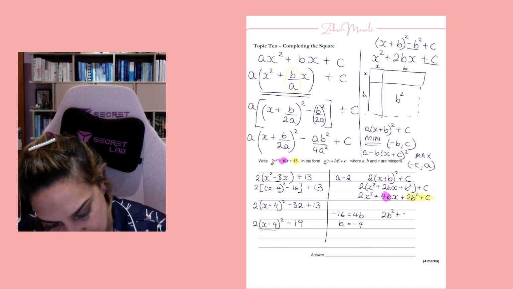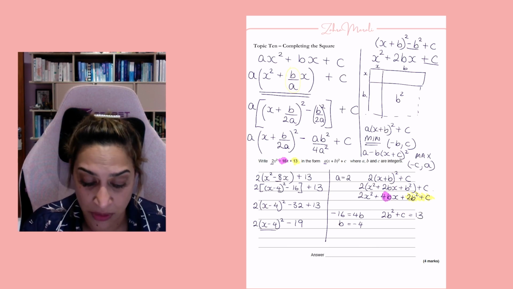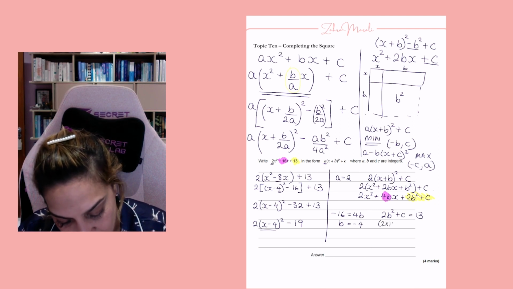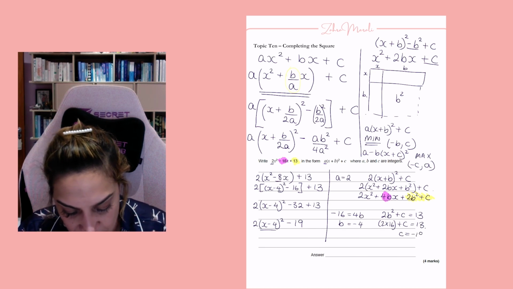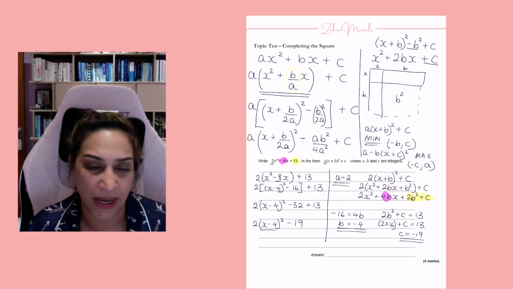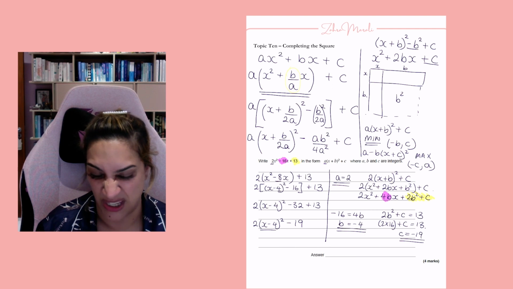2b squared plus c equals 13. I know that b is minus 4. Squared gives me 16. So I'll have 2 times 16 plus c equals 13. Rearranged, c is minus 19. So that is an alternative way if completing the square, I don't know, annoys you and you just really don't like it.